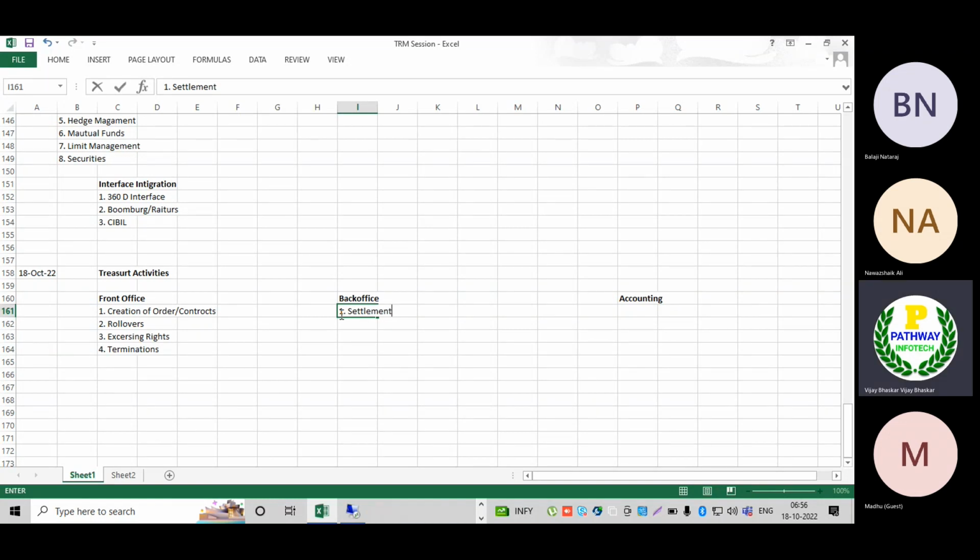Settlement of contract or order. Then the second one is netting. Then the third one, configuration letters. Then the accounting.